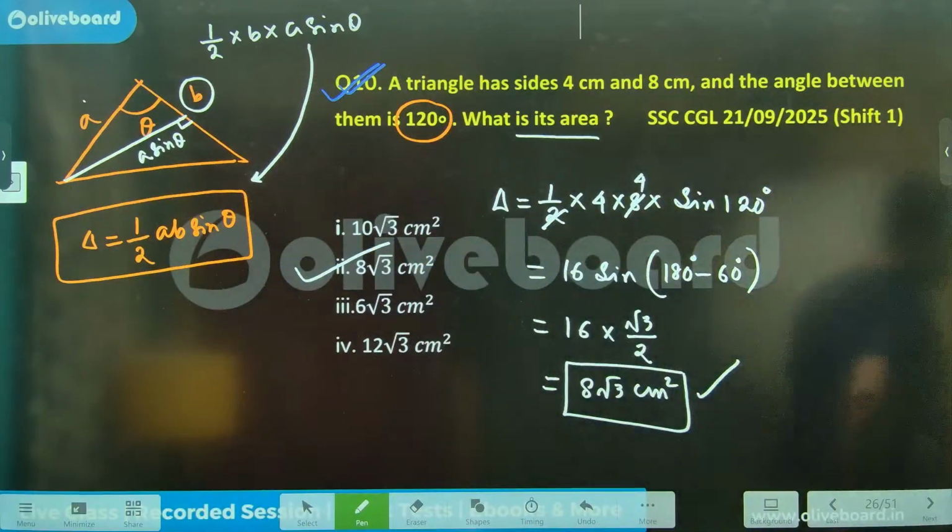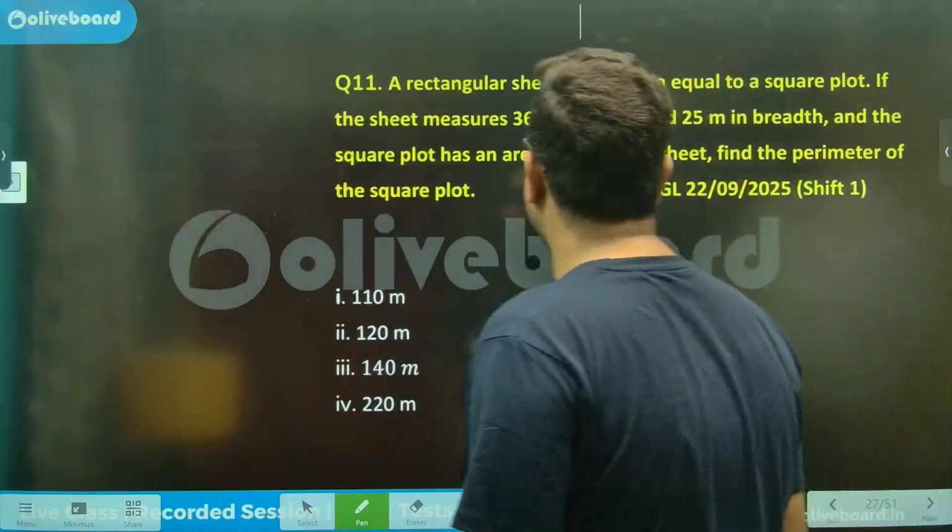Yes, VK brother, you are absolutely correct here. This was also shift 1, 21st of September. Clear, everyone? Everybody, I hope this is clear.